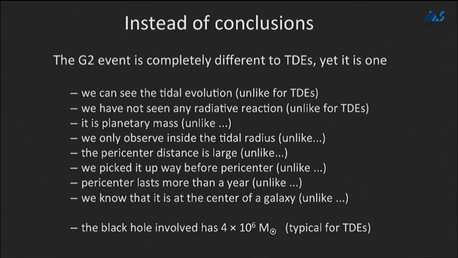It's not stellar mass. We only observe inside the tidal radius. And the pericenter distance is rather large. We picked it way before pericenter. That's also different. Pericenter lasts more than a year, simply because it got stretched so much. And we know that it's at the center of a galaxy. We really know that. The only similarity which comes to mind in some sense is that the black hole has a similar mass. 4 times 10 to the 6 is a typical mass we have discussed before. Thanks a lot for your attention.